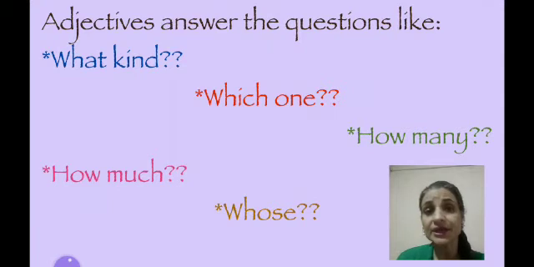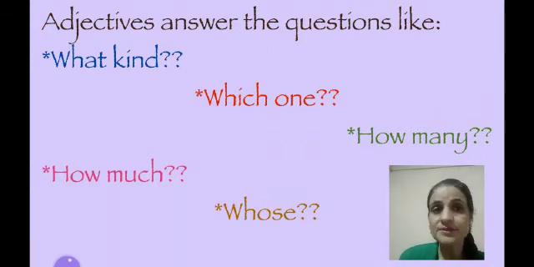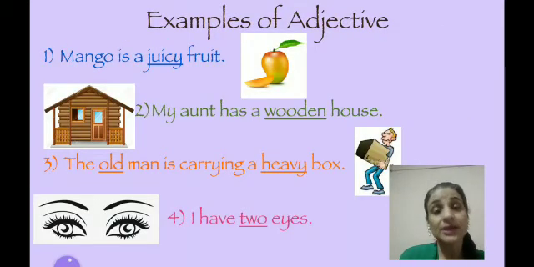Now, how do we identify the adjective? To identify the adjective, you should raise a question. Adjectives answer the questions like what kind, which one, how many, how much, whose. So, the answers to these questions generally refer to an adjective. Now, let's see the example of adjective. Mango is a juicy fruit. So, what kind of fruit is mango? Juicy. So, what kind is a question. So, juicy is an adjective.